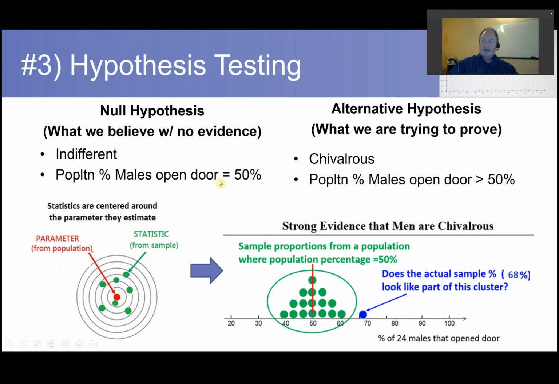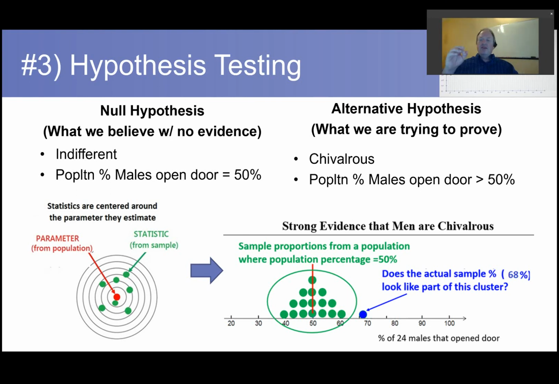So I'm asking, if the population percentage really was 50%, and I kept taking random samples over and over and over again, and every time computing the sample percentage, and I looked at all of these sample percentages I would get, they would look something like this, right? They would be centered around 50% and kind of clustered around there. Now, I didn't see 50%. What did I see? I saw 19 out of 28, which is 68%.